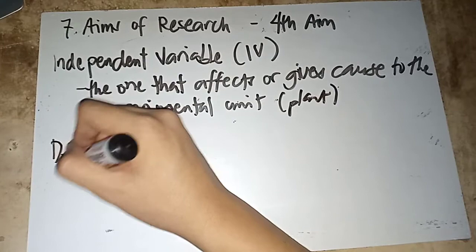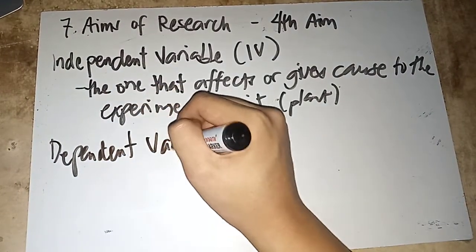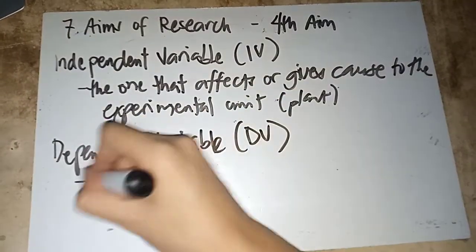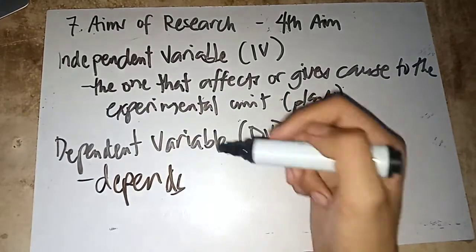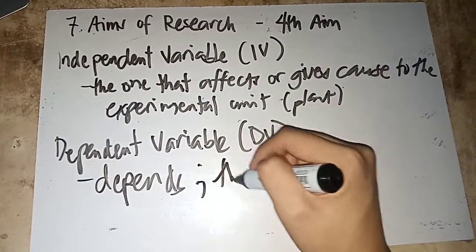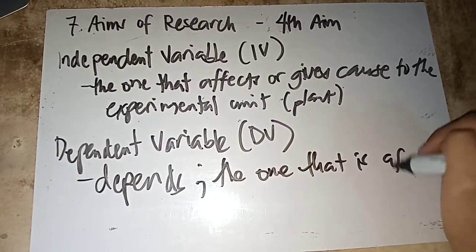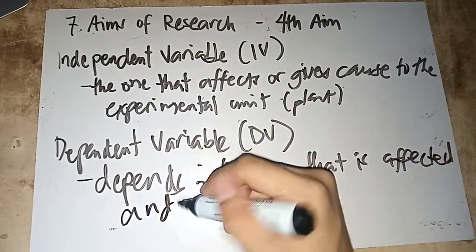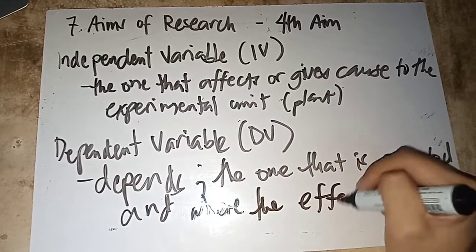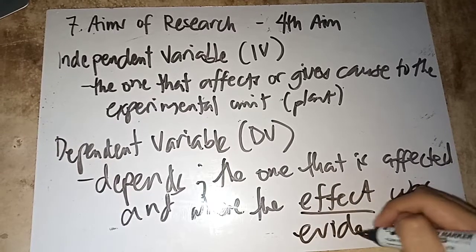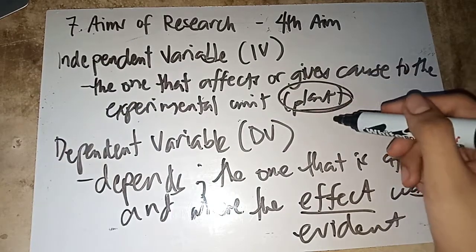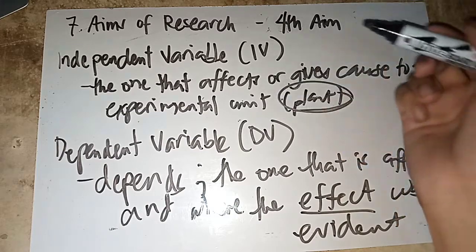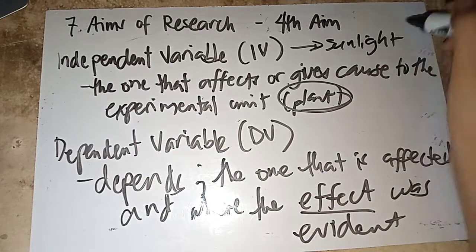While the dependent variable, or can be denoted as DV, is the one that depends. It is the one that is affected, the one that is affected, and it is where the effect was evident. So meaning to say, in the situation earlier, we can say that the experimental unit was the plant, right? The certain species of plant. And then, the independent variable was the sunlight because it affected the plant.